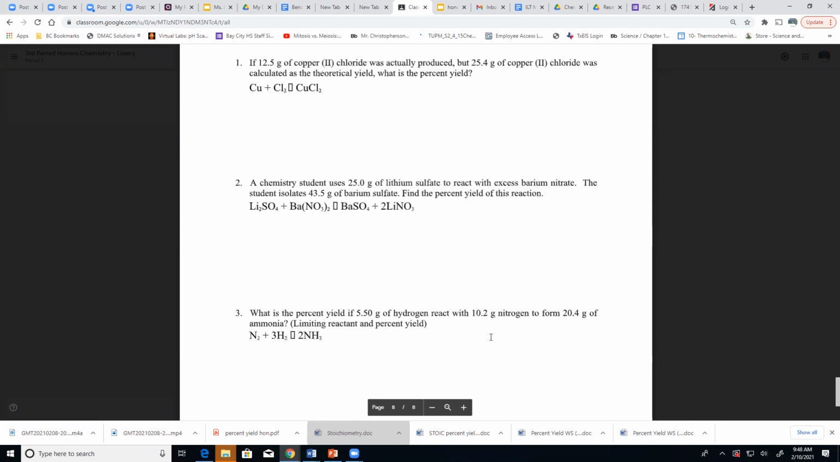But double check, make sure it's a product. And then if it's only one, it's going to be your actual. If there's two, if they give you 2 amounts like that one that we did up here that was so short, then one of them is going to be actual and one's going to be theoretical. So then choose your smaller number for your actual.